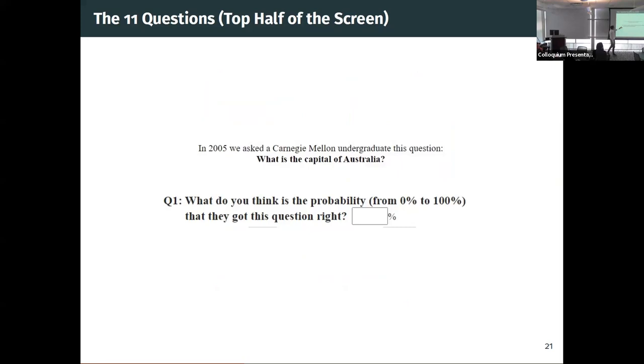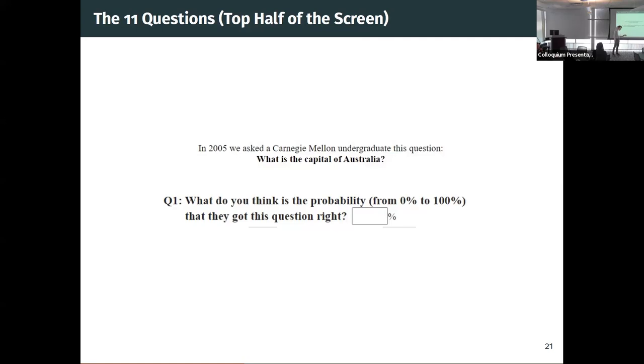In 2005, we asked a Carnegie Mellon undergraduate student this question: what's the capital of Australia? What do you think is the probability that they got this question right? Now here, arguably, there's not even a correct answer. Right? This is just a subjective belief. What do you think is the belief?